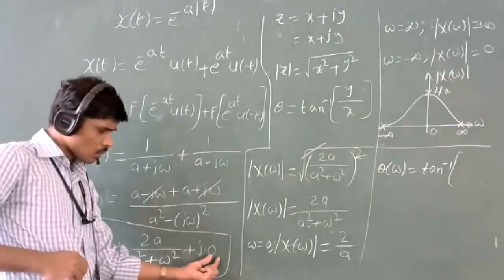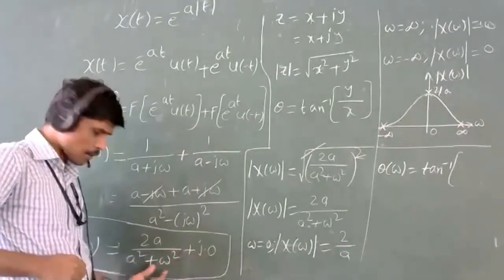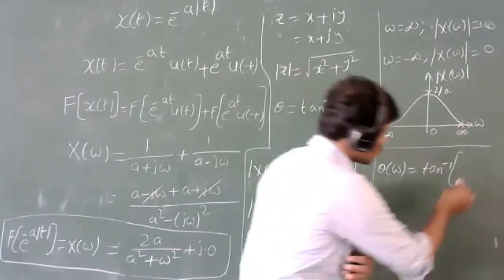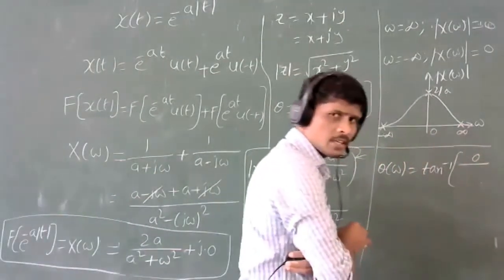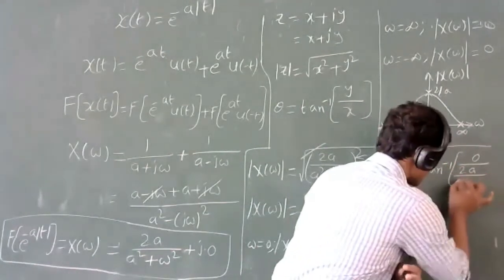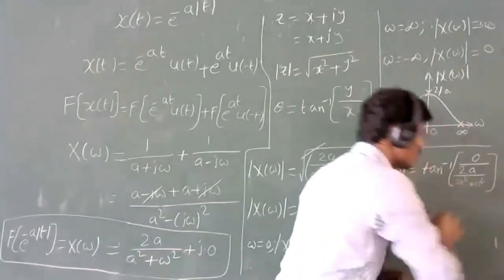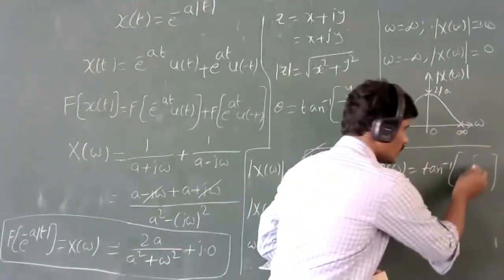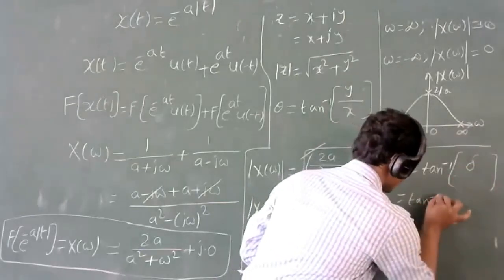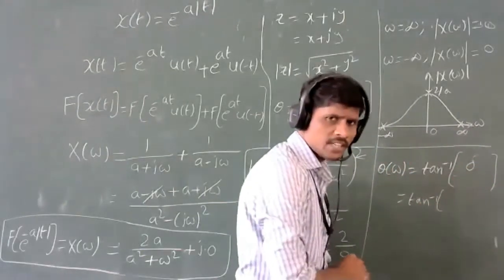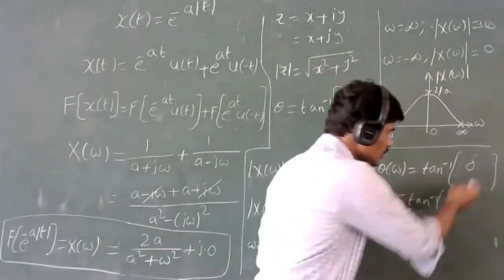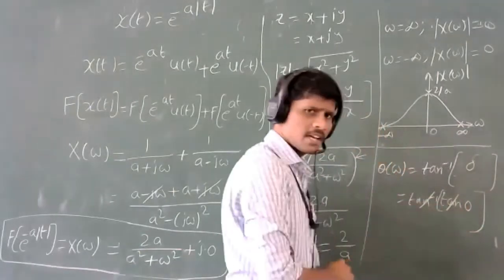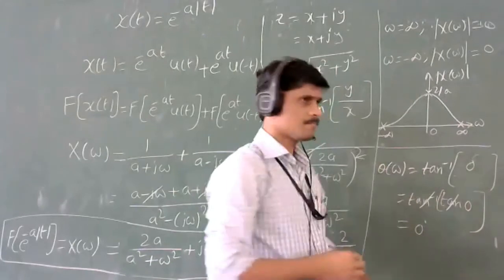So in this equation, what is the imaginary part? 0. What is the real part? Constant value, 2a by a square plus omega square. So imaginary part divided by real part. 0 by something is 0. So that is equal to tan inverse of 0. What is tan 0 degrees? Tan 0 degrees is 0. So 0 is written as tan 0 degrees. Tan inverse is cancelled. So 0 degrees.